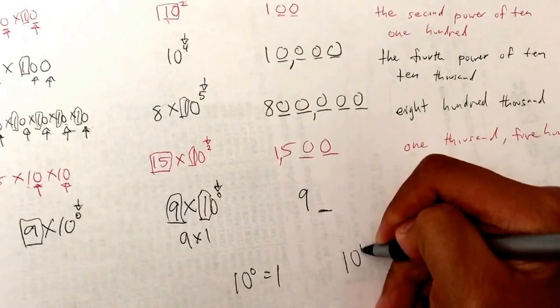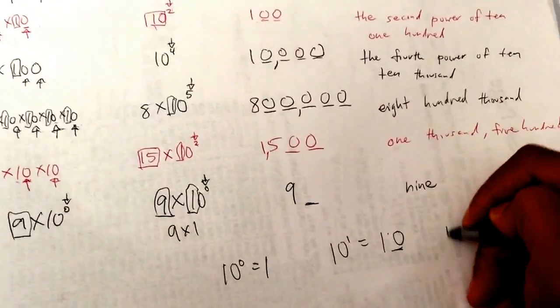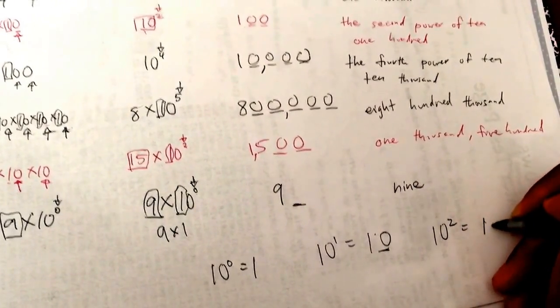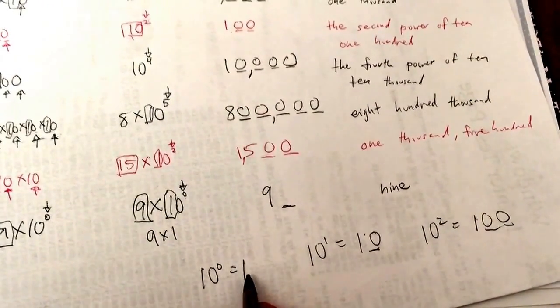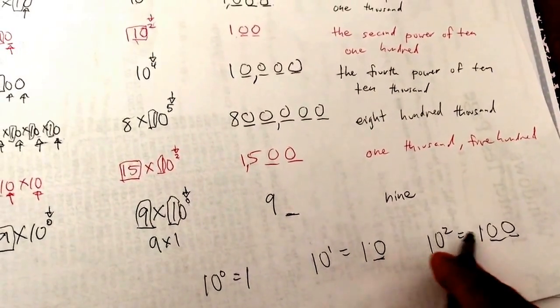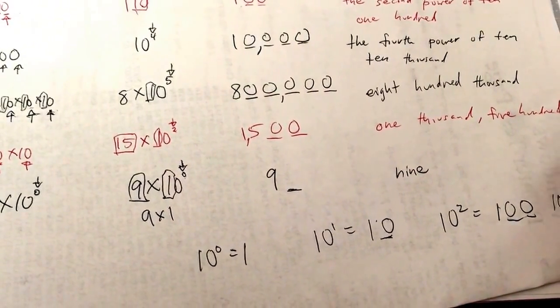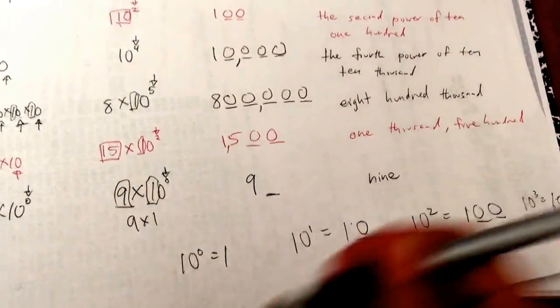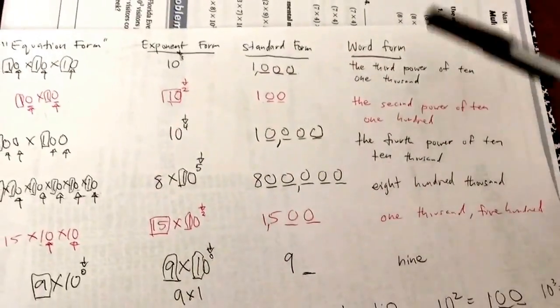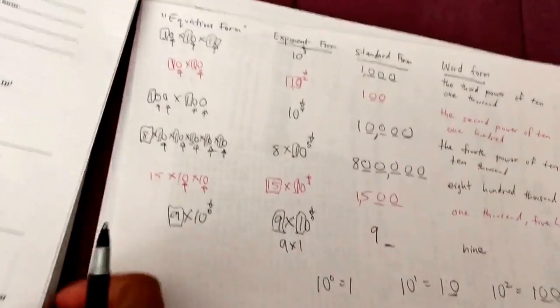For instance, 10 to the first is 10, with 1 zero. 10 to the second is 1 with 2 zeros. It's 100. You can see it increasing. 10 to the 0 is 1. 10 to the 1st is 10. 10 to the 2nd is 100. 10 to the 3rd is 1 with 3 zeros, 1,000. Okay? So hopefully this helped break things down. We can start the actual homework now. And so, let's jump into here.